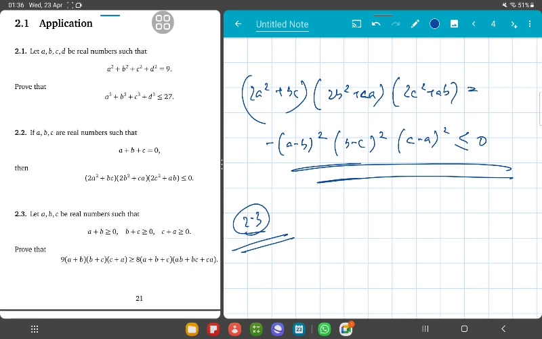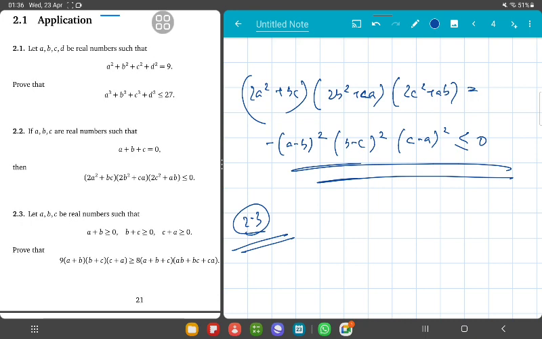What does it say? We need to prove like this. The desired inequality is in the format a minus b minus c square plus b, c minus a square plus c, a minus b square greater than or equal to 0. So this inequality is clearly true.